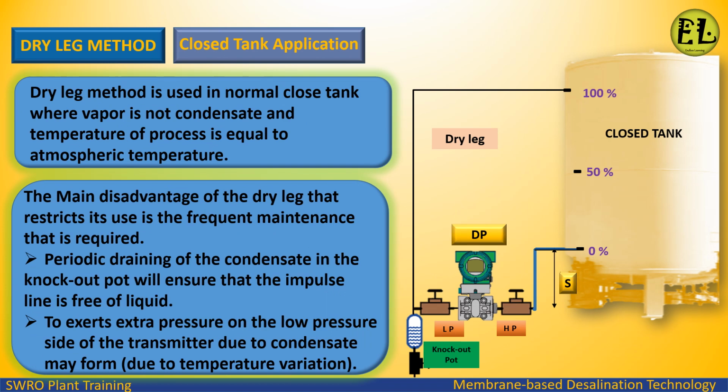Dry leg method is used in normal closed tank where vapor does not condense and temperature of process is equal to atmospheric temperature. The main disadvantage of the dry leg that restricts its use is the frequent maintenance that is required. Periodic draining of the condensate in the knockout pot will ensure that the impulse line is free of liquid, otherwise it exerts extra pressure on the low pressure side of the transmitter, since condensate may form due to temperature variation.